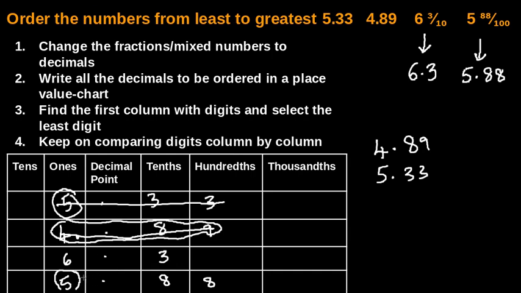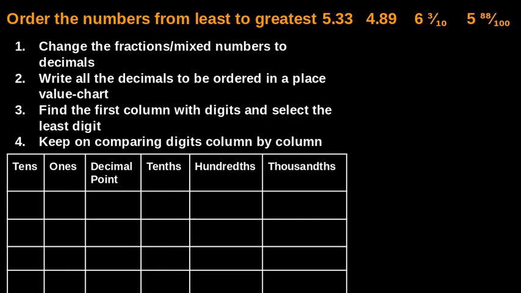We are left with 6 and 5 here. Definitely 5 is less than 6, so this decimal is the next to be written, 5.88, and then the greatest will be 6.3. Okay, so that's how we go about it. Let's go to the next example.